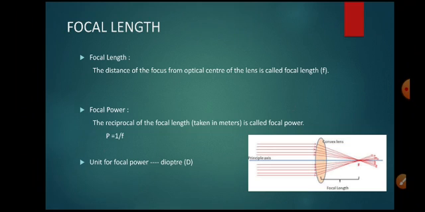And focal power is the reciprocal of the focal length. It is taken in meters, so focal length f is represented by the small f, and focal power is represented by the capital P. So P equals 1 by f. Here the unit for focal power is the diopter. It is represented by D.